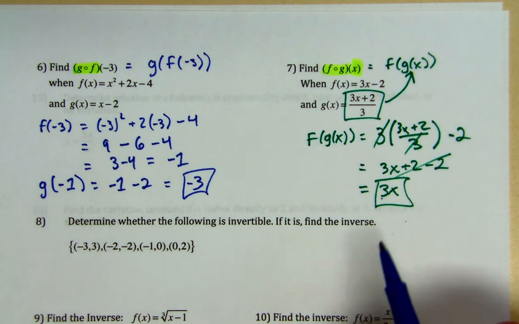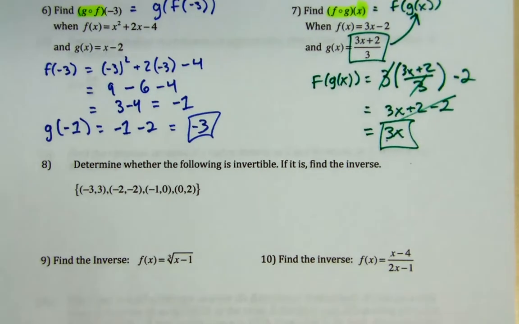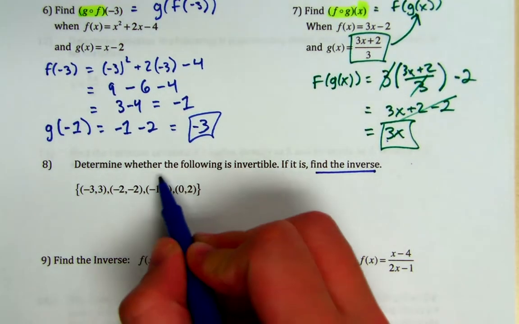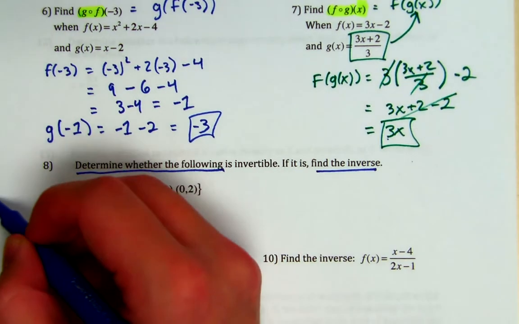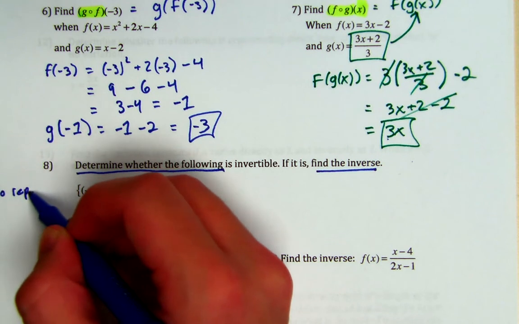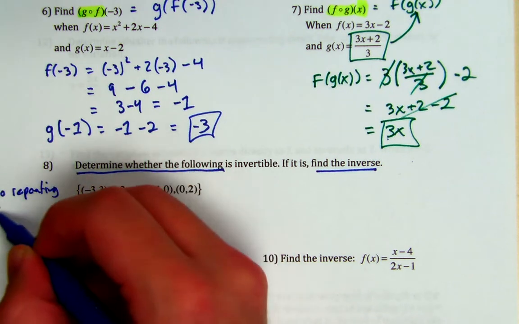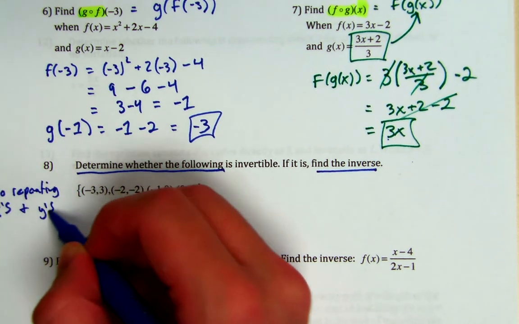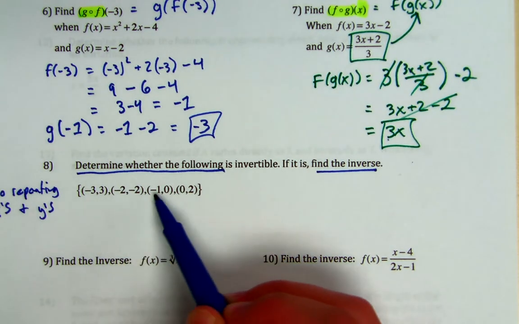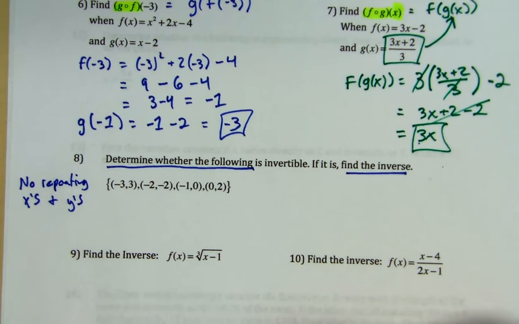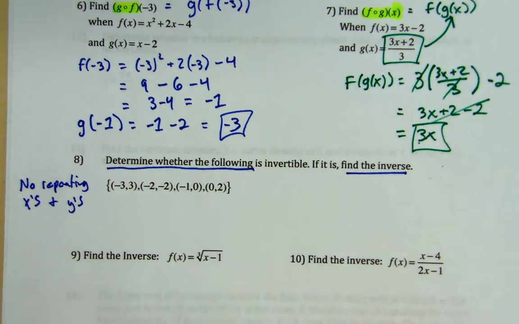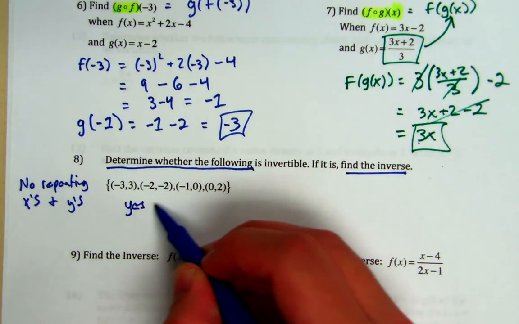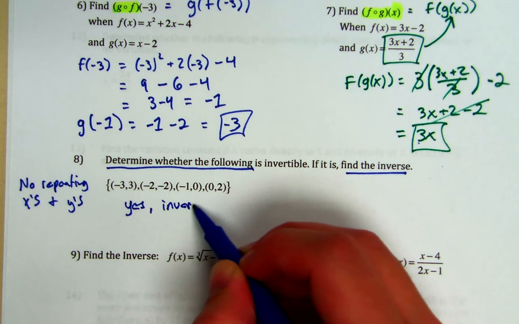Alright, so now this is the new stuff that you just had a quiz on. Find the inverse if we determine that the following is invertible. So what are we looking for here? We don't want any repeating x's and y's. So here, -3, -2, -1, 0. No repeating x's, we're good. 3, -2, 0, 2. We're good. So yes, invertible.